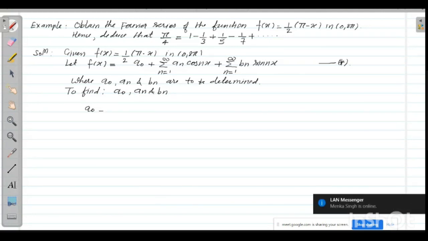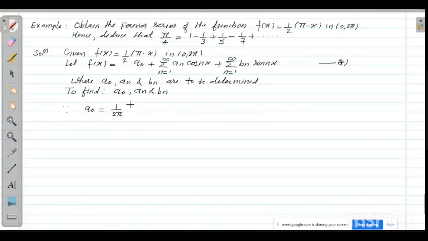A naught is 1 upon 2 pi integration of limit 0 to 2 pi f of x dx. And this is equal to what? 1 upon 2 pi integration of limit 0 to 2 pi f of x, where f of x is 1 by 2 into pi minus x, dx. So 1 by 2 is constant, take it outside, this becomes 1 by 4 pi.